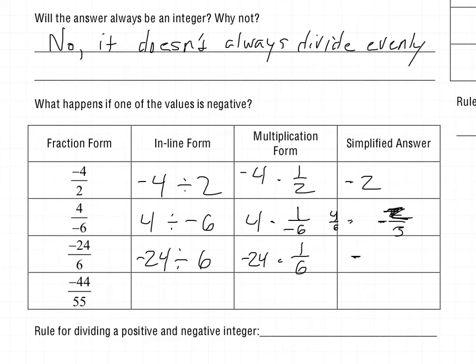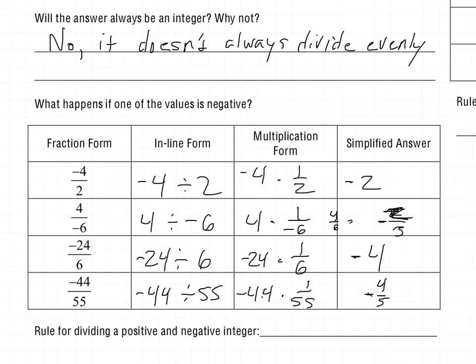24 over 6, that's going to go in exactly 4 times, so that's negative 4. And the last one, negative 44 divided by 55. It's the same thing as negative 44 times 1 over 55. Again, a negative times a positive, so we should see that we have a simplified version of this, which would be 4 over 5, and the answer is going to be negative because we have a negative times a positive.